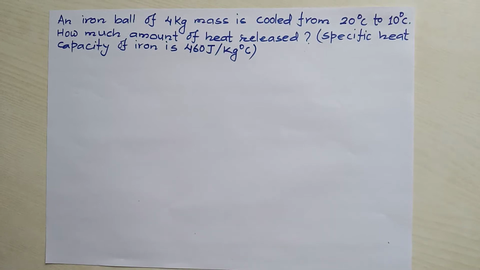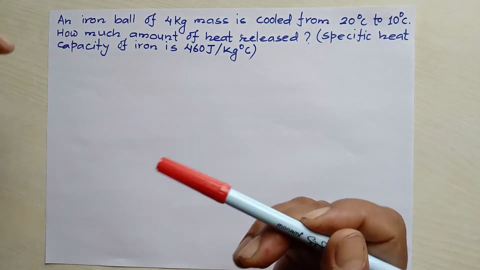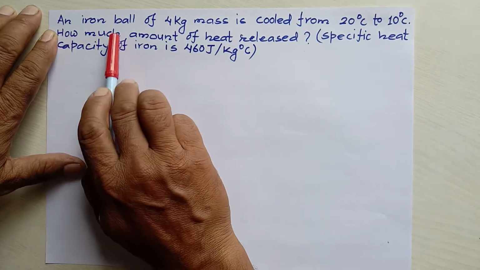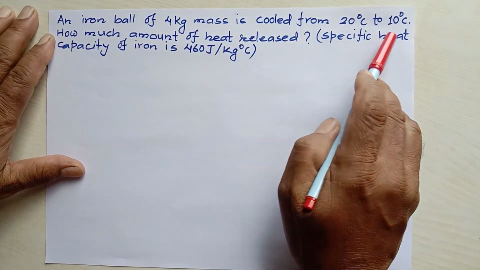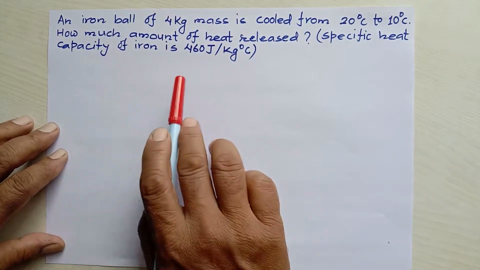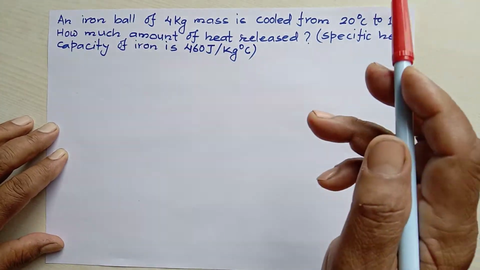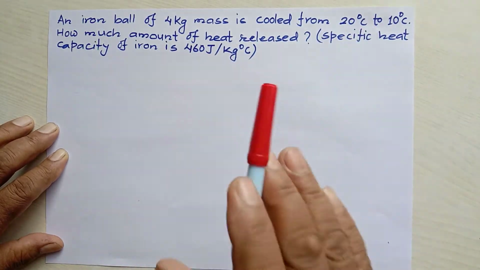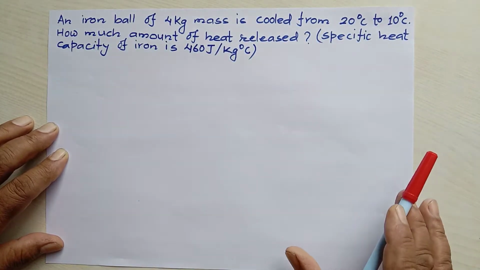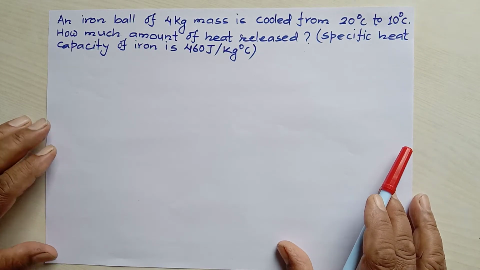We are solving a numerical problem related to the heat equation, or we can say related to specific heat capacity. This is one of the numerical problems. Look at this. An iron ball of 4 kg mass is cooled from 20 degrees Celsius to 10 degrees Celsius. How much amount of heat is released? Specific heat capacity of iron is given as 460 joule per kg degree Celsius.